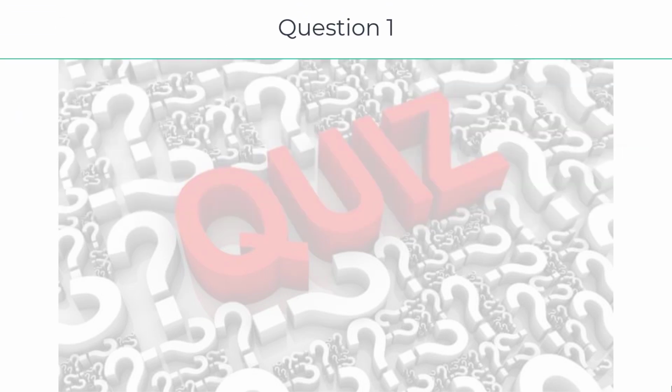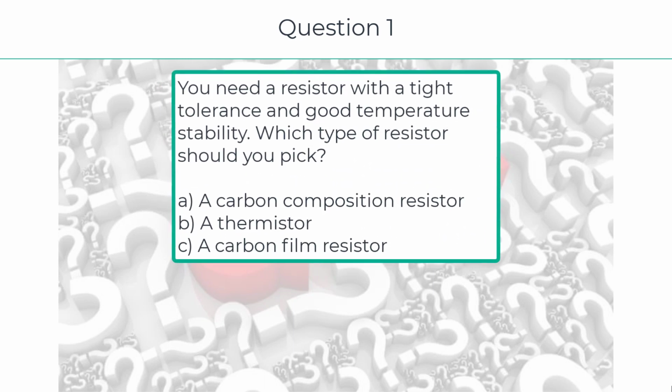Question 1. You need a resistor with a tight tolerance and a good temperature stability. Which type of resistor should you pick? A carbon composition resistor, a thermistor, or a carbon film resistor? The answer to number 1 is C.